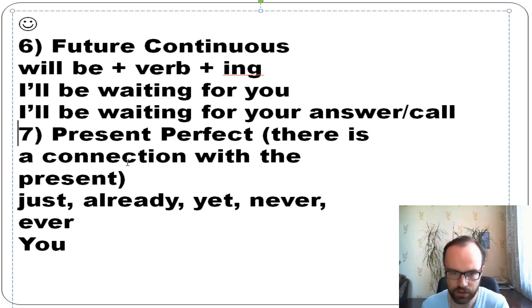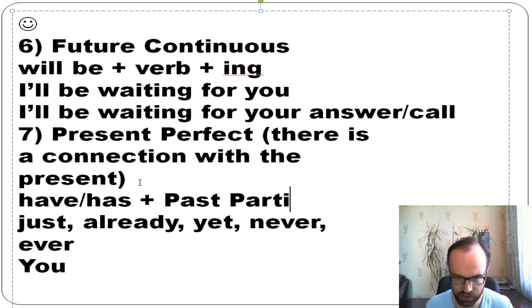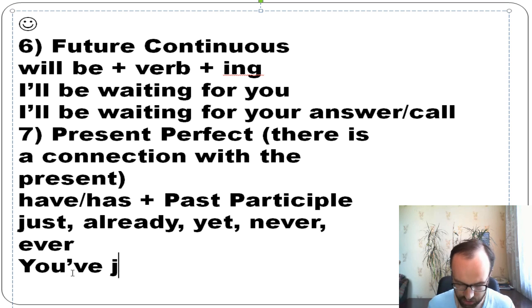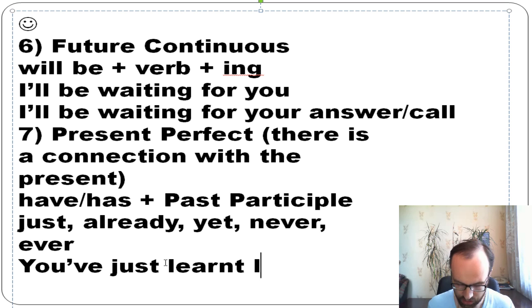Yeah. And I forgot to tell you how we form this tense: have, has, plus past participle. Please get used to it, that we call the third form past participle: have, has, plus past participle. So what is past participle? I can give some examples of past participle: seen, been, gone, and so on. So you've just learned lots of useful information. Yeah, we can use a short form: you have just, or you've just. You know that we mostly use short forms in spoken English. You've just learned lots of useful information.